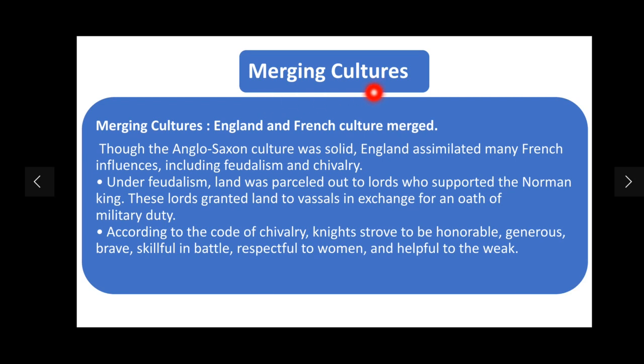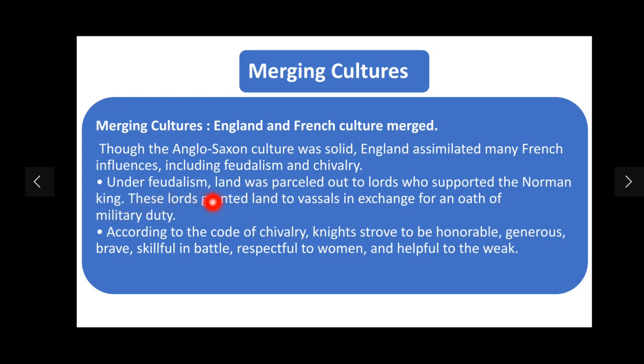Merging cultures. When William I, who belonged to Normandy, France, became the first king of England, we can see the merging of English and French culture. Though the Anglo-Saxon culture was solid, England assimilated many French influences, including feudalism and chivalry. So chivalry and feudalism came to England from France, and that is because of the first French king, William I.